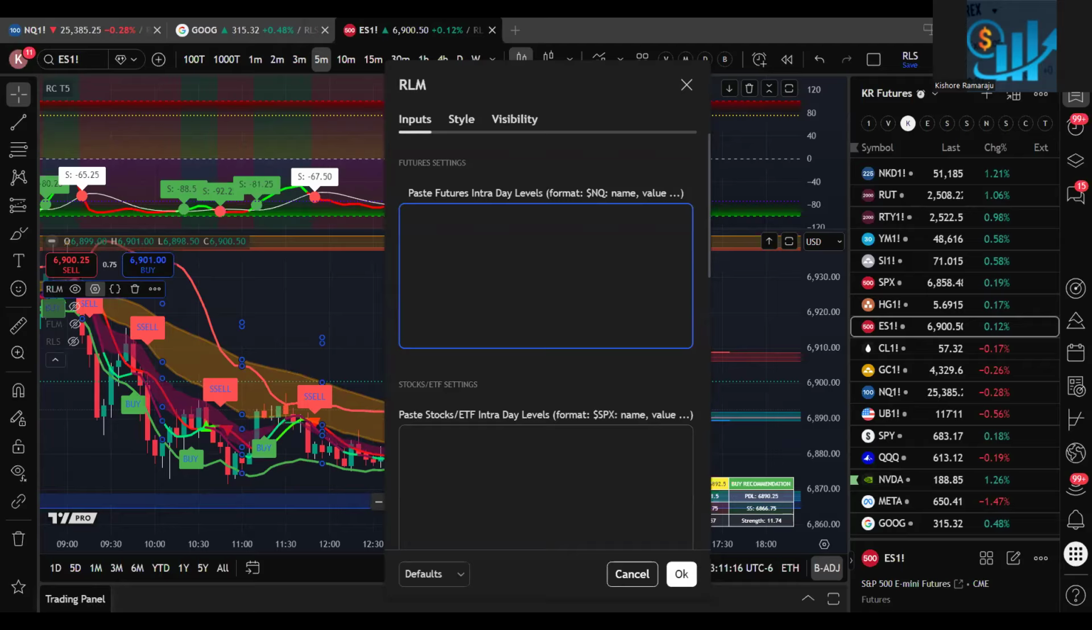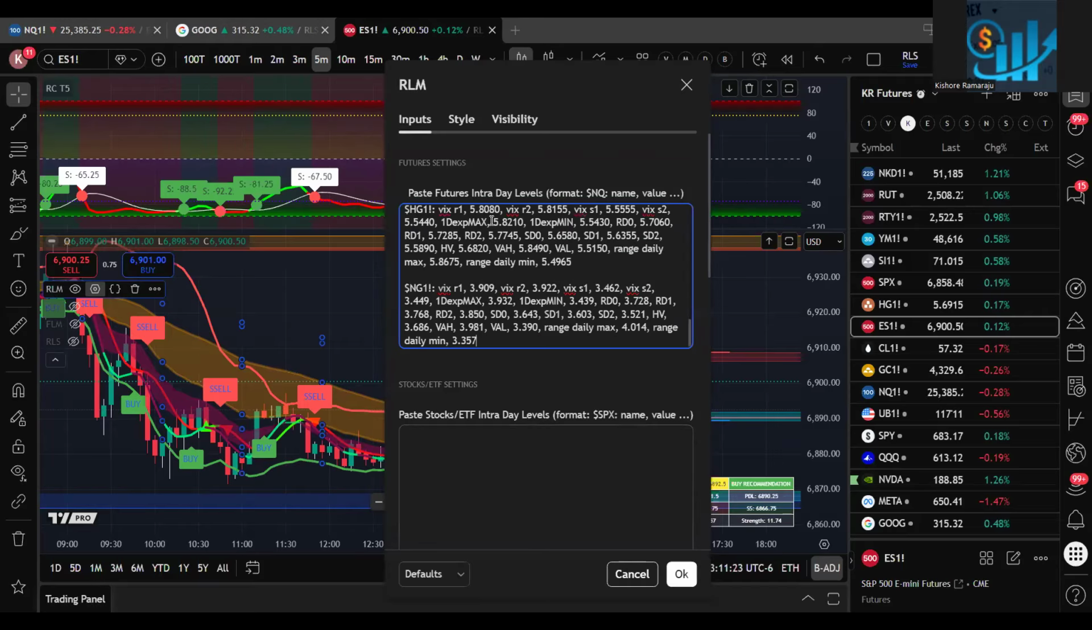So what you need to do is just copy that notepad file, do a Control C, Control V. Then it gives you the base level, R1, R2, R3, R4, until R8. In the same way, S1 to S8.